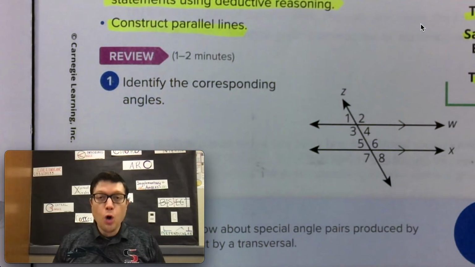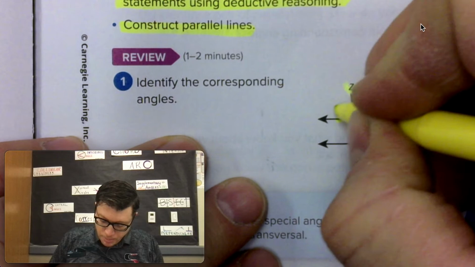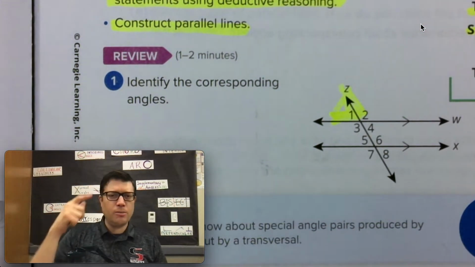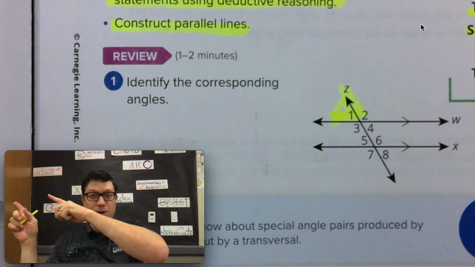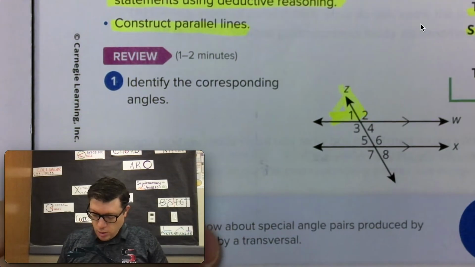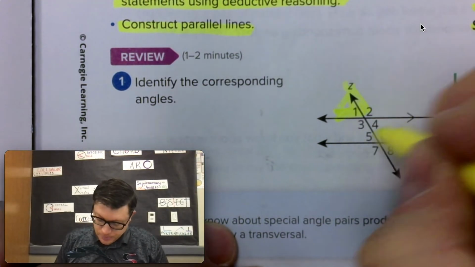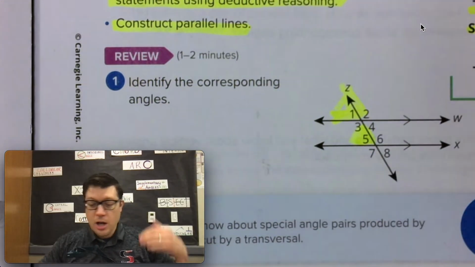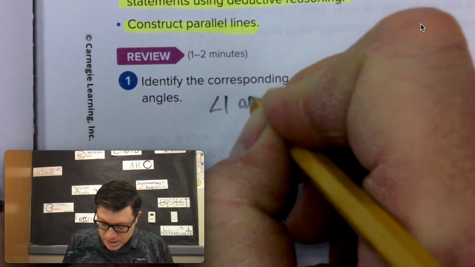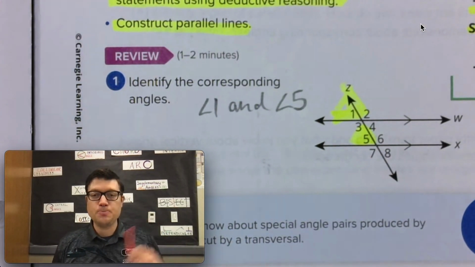Corresponding angles open the same way. Like angle 1 opens that direction. It's opening up and to the left. So another angle out of our list of 8 angles that does the same thing is angle 5. Together, that's the only relationship angle 1 has. Angle 1 and angle 5 are corresponding angles. Let's find another pair.